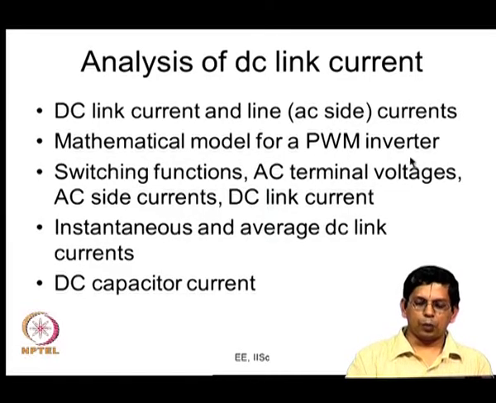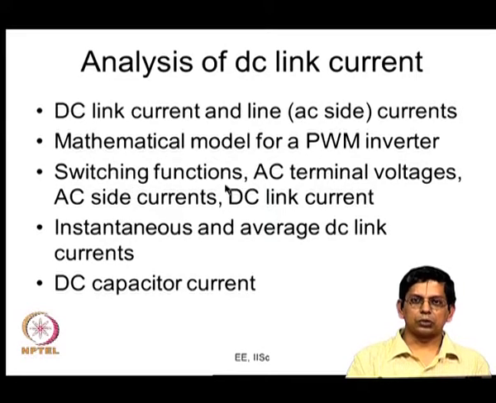We may also have a quick review of it now. For this we will use switching functions, as I just mentioned. So, what are the switching functions? You basically have 6 switches, and in every leg there are 2 switches which switch in a complementary fashion. So, you define what is called a switching function. If the switching function is 1, a particular switch is on, or it is 0 otherwise. That is the idea behind a switching function. And so, from the AC terminal voltages and AC side currents, and from the AC side currents and the switching functions, you can actually go to the DC link current.